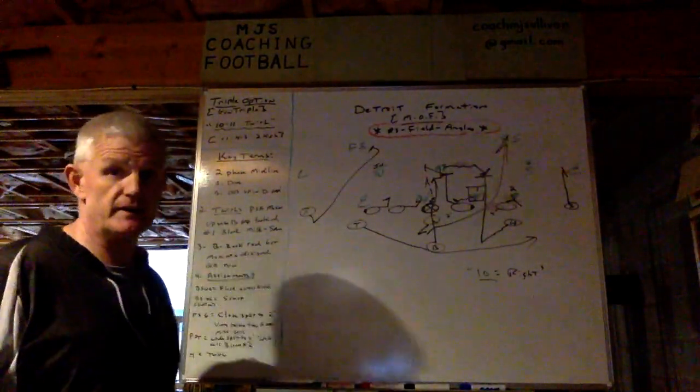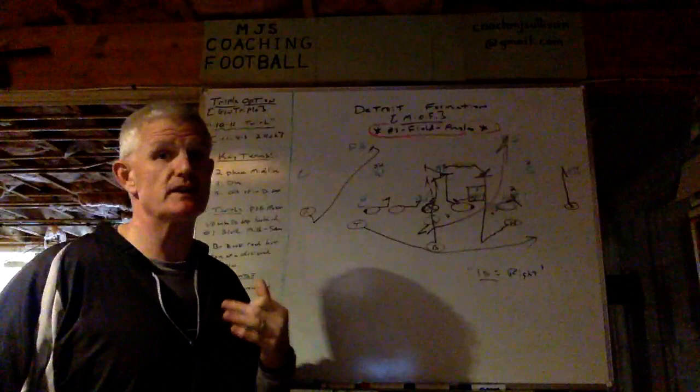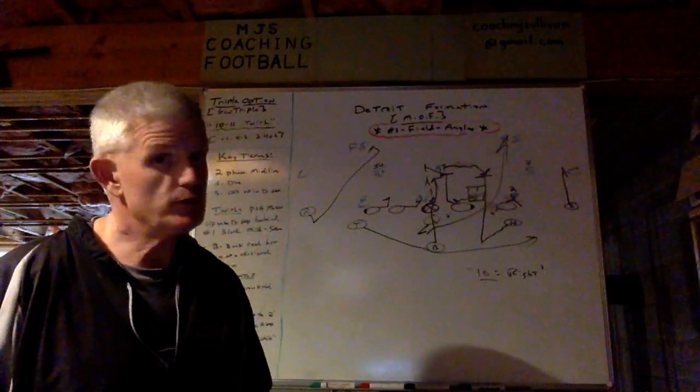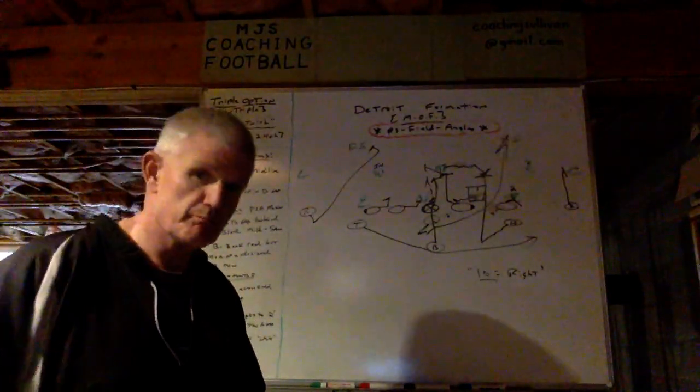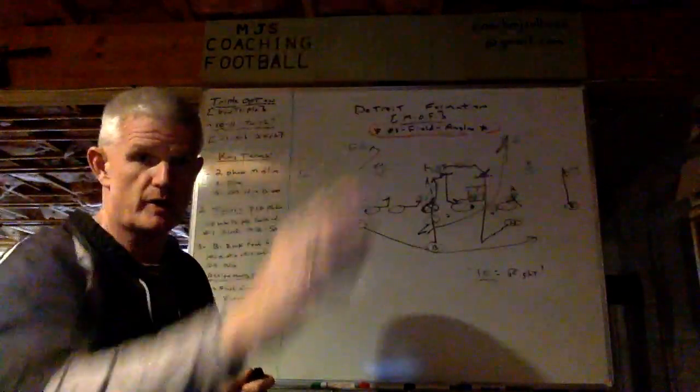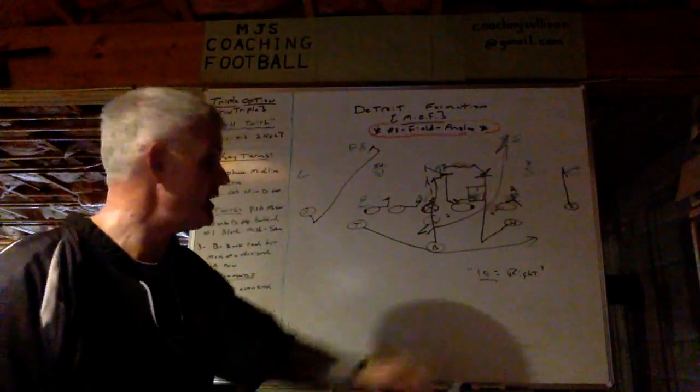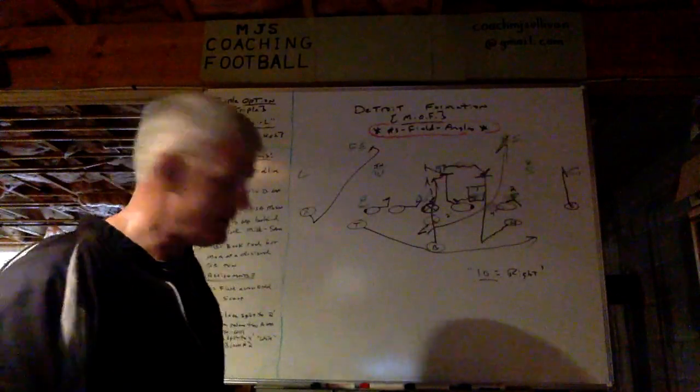Okay. And that is 10-11, or our midline twirl. Two-phase midline option. B-back read. Quarterback hits upfield quickly into the B gap behind his play side slot.